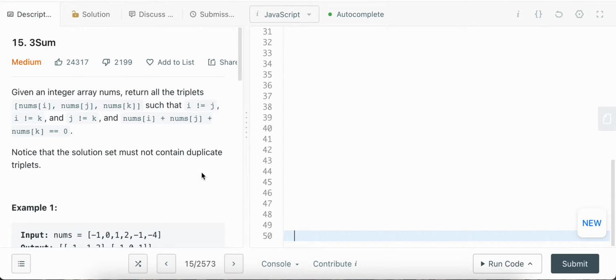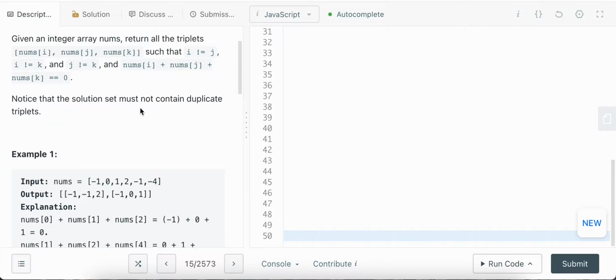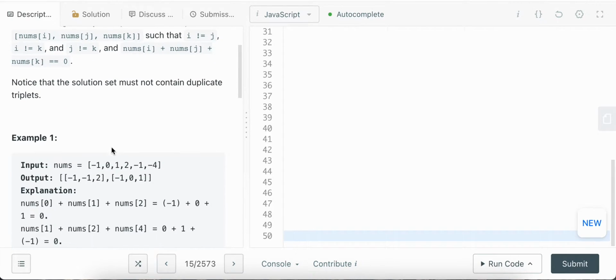So the problem 3Sum goes: given an integer array nums, return all the triplets nums[i], nums[j], nums[k] such that i is not equal to j, i is not equal to k, k is not equal to j, and the sum of these numbers is equal to 0. And we have to make sure that the solution does not contain any duplicates. Okay, makes sense so far? Okay, what is he talking about?